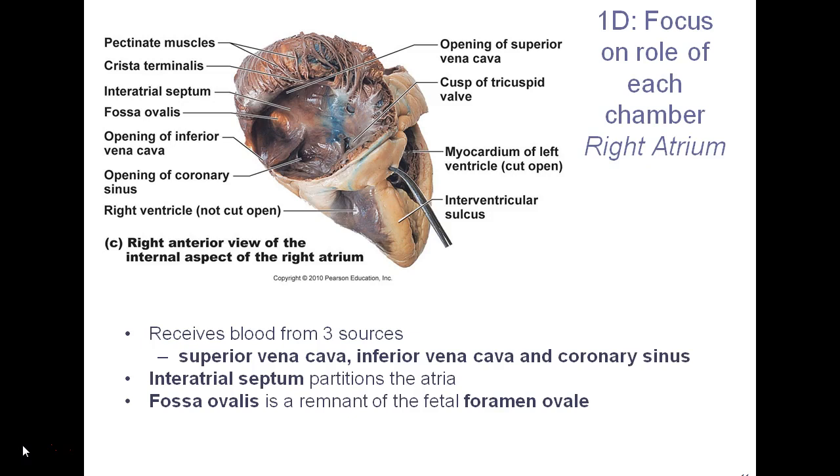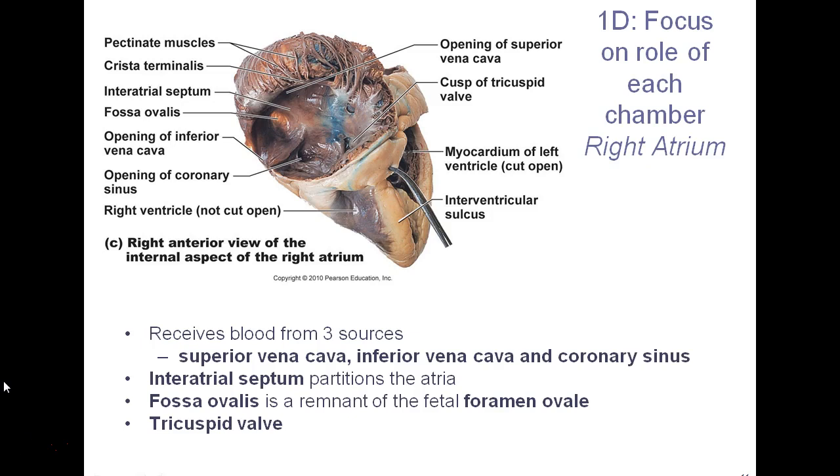The idea here is that as a fetus, the lungs do not supply oxygen to the fetus. That oxygen is supplied by the umbilical cord vessels. We'll talk about fetal circulation later on, but long story short, this foramen ovale acts as a bypass for the lungs.